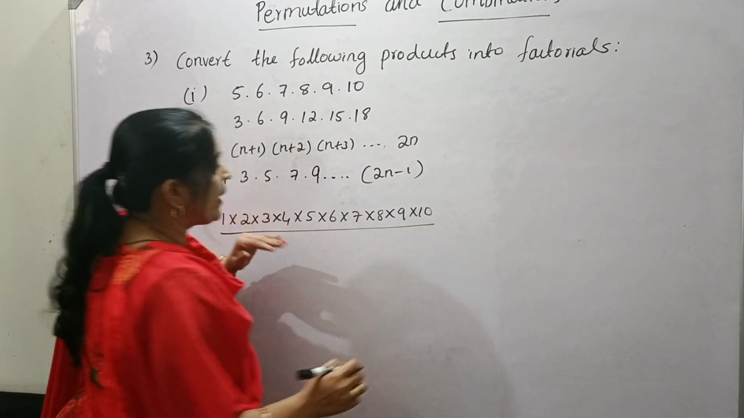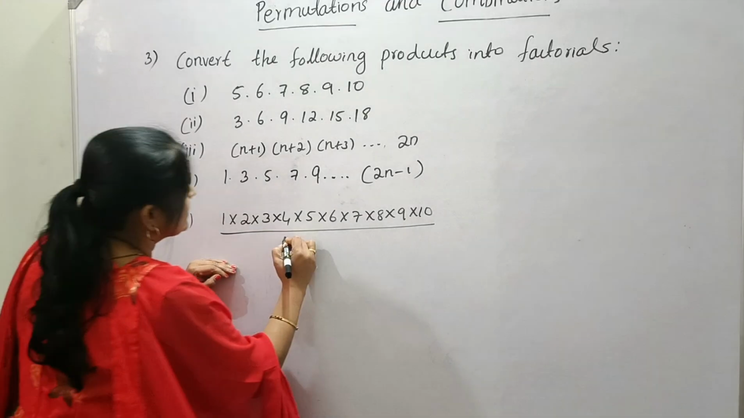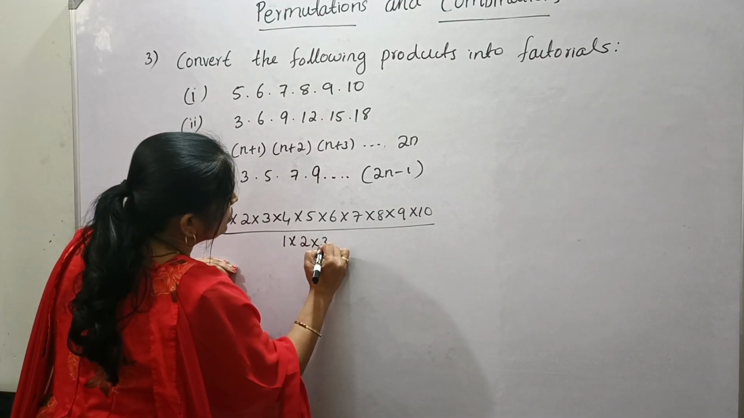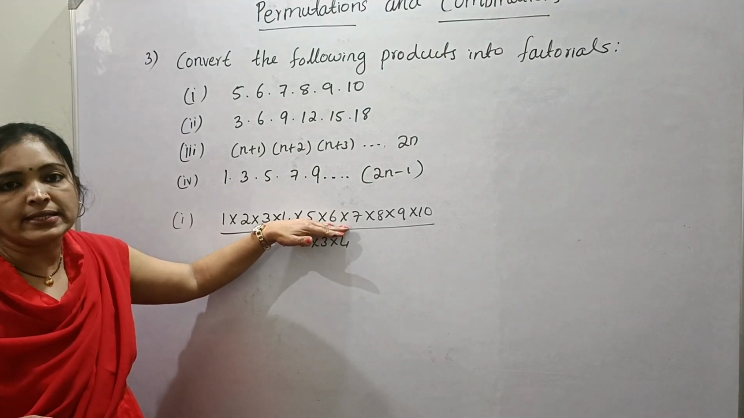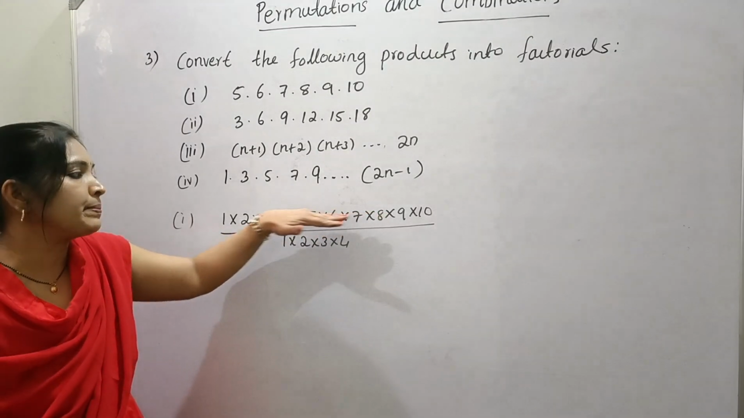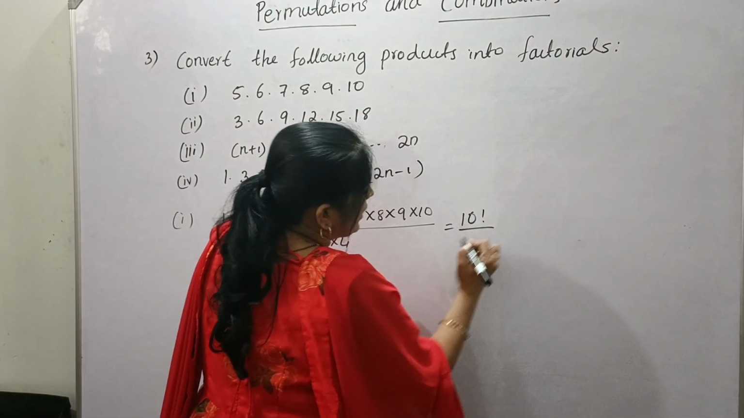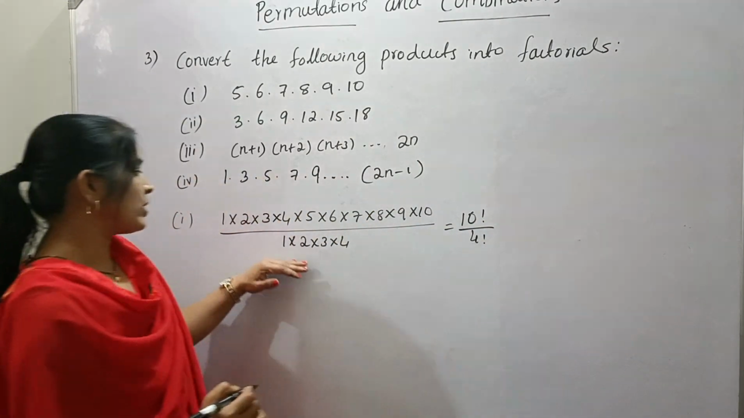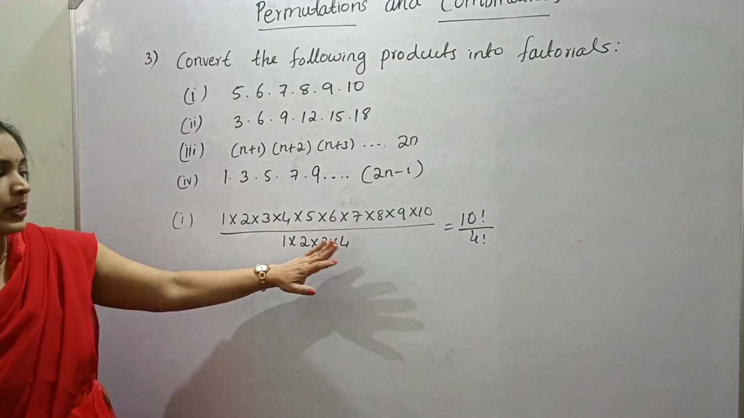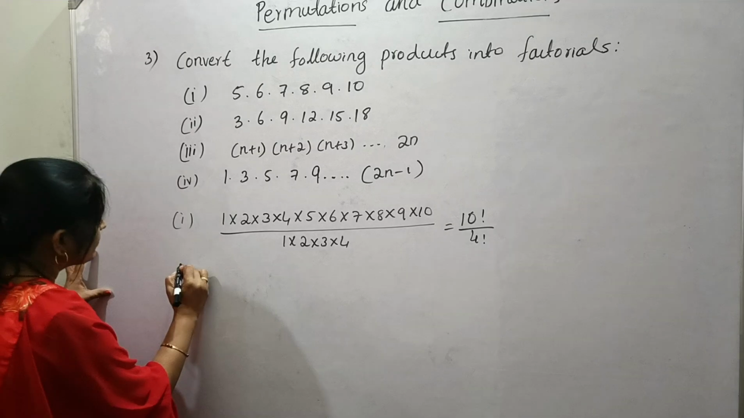Now let us divide by the number which is multiplied in the numerator, that is 1 into 2 into 3 into 4. Now see, the numerator we can write as 10 factorial. All the numbers are here, right? That is 10 factorial divided by, it is nothing but 4 factorial. 4 factorial is 1 into 2 into 3 into 4. That is 4 factorial. Okay, now let us go through the second one.